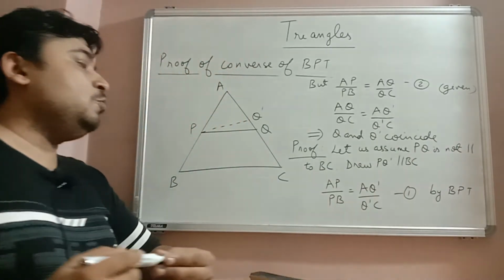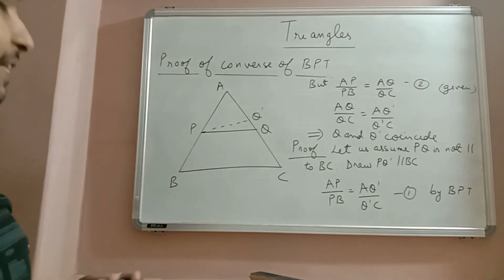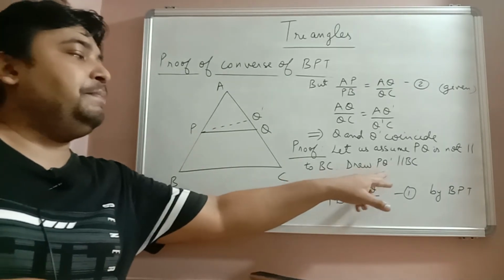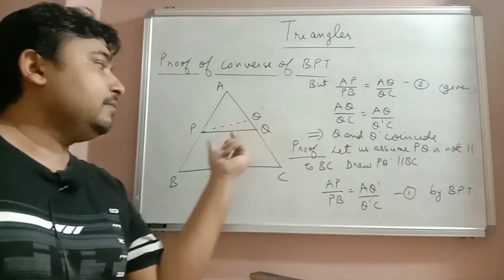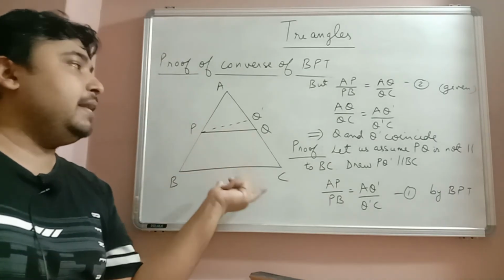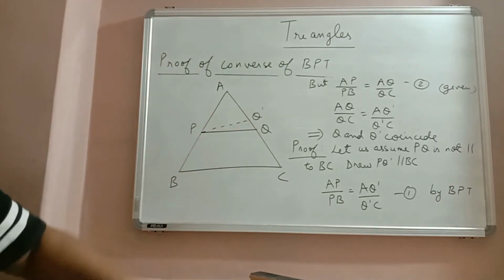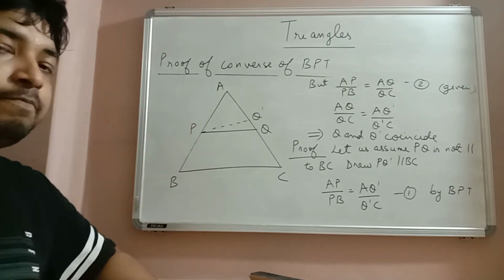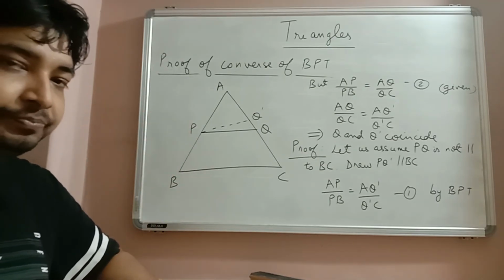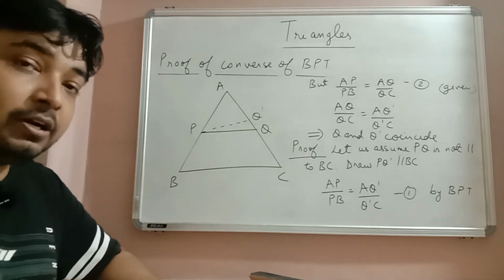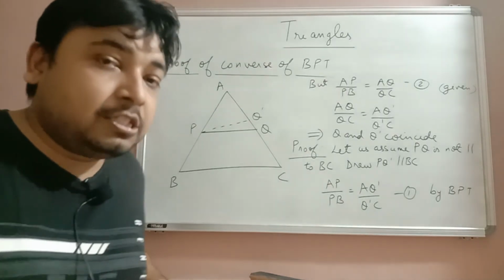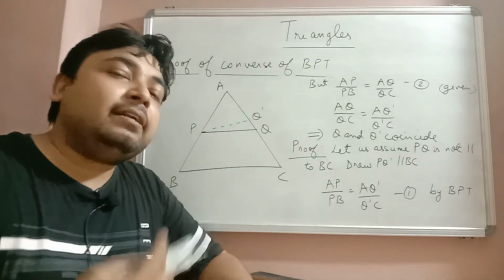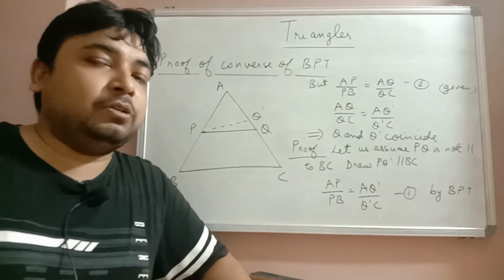Now if Q and Q dash coincide, we can definitely say that PQ is parallel to BC, because we have assumed PQ dash parallel to BC. So one can say that PQ is parallel to BC. This is how we can simply prove the converse of the basic proportionality theorem. Now let's take up some questions which involve both the basic proportionality theorem and its converse.